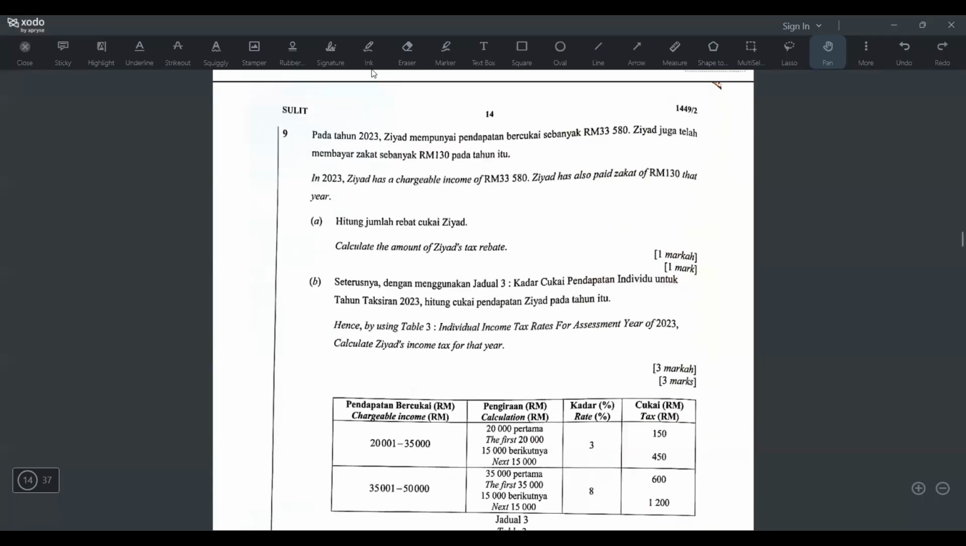Okay, let's continue to question number 9. All right, I think this is a Chukai question, which means this is a Form 5, Chapter 4, under taxation, tax chapter. Okay, let's read the question first. In 2023, Ziad has a chargeable income of 33580.